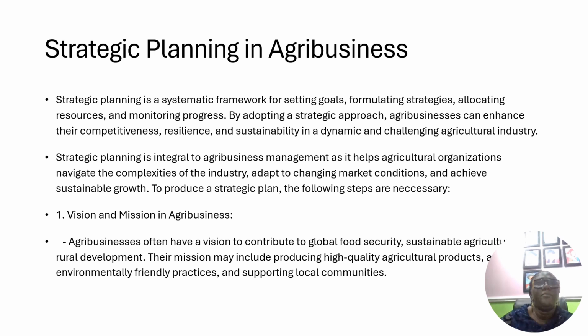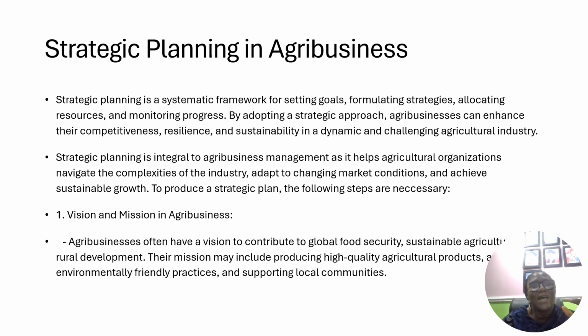A major topic we need to talk about is strategic planning in agribusiness. What is strategic planning? It is a systematic framework for setting goals, formulating strategies, allocating resources, and monitoring processes. By adopting a strategic approach, agribusinesses can enhance their competitiveness, resilience, and sustainability in a dynamic and challenging agricultural industry. In producing a strategic plan for any agribusiness firm, the agribusiness manager or owner needs to follow the underlisted steps.